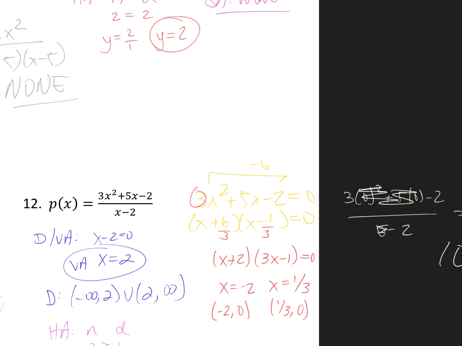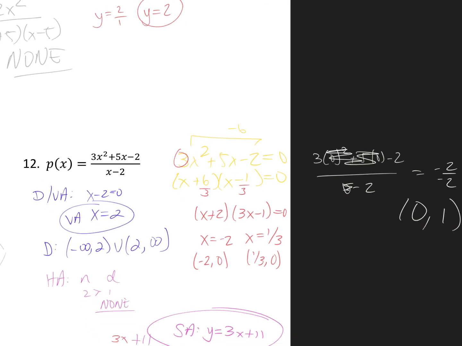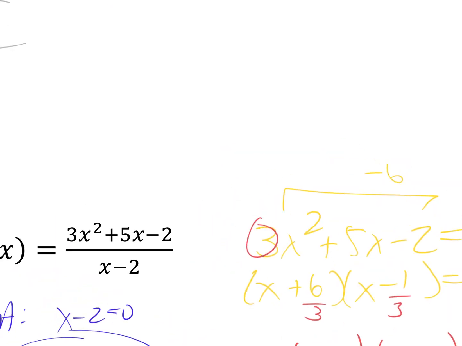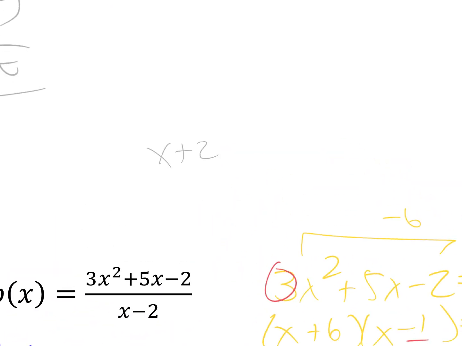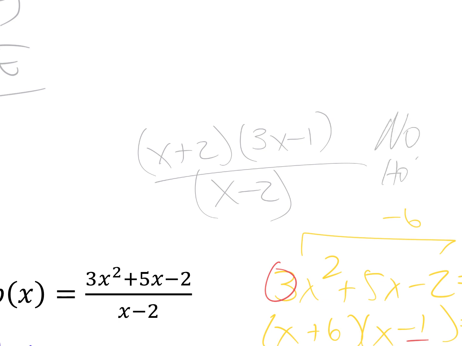And then lastly, to find our holes. And then we're done. Factor the numerator. Didn't we already do that somewhere? Yep, x plus 2, 3x minus 1. The denominator is already factored, x minus 2. So guys, do you see how you have x plus 2 and x minus 2? Right? They're similar, but are they the same? So your answer would be no holes, or none.